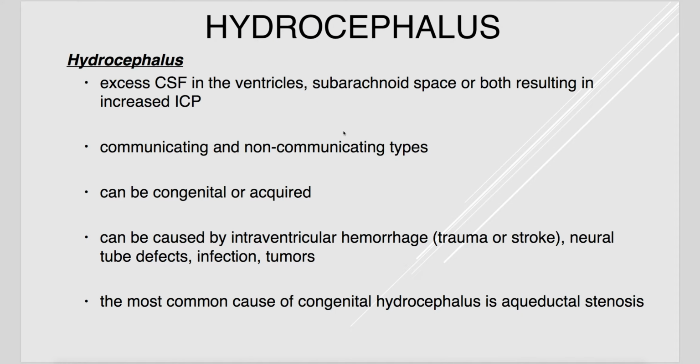Okay, then we talked about hydrocephalus. So this is when there is too much cerebral spinal fluid in the ventricles or the subarachnoid space or both, and this basically increases intracranial pressure. There are communicating and non-communicating types. So communicating types, these are types where maybe you're producing too much CSF or not reabsorbing enough CSF. Non-communicating types means there's something that's blocking the flow of cerebral spinal fluid. This can be congenital or acquired.